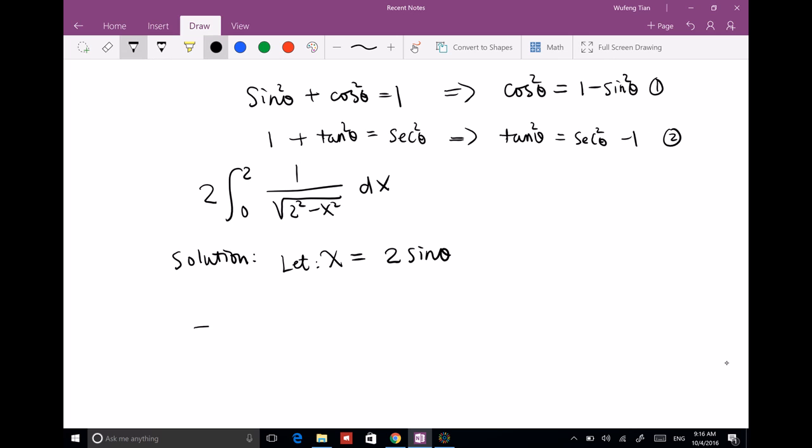Then we can continue. If we do the substitution, we have to substitute x and theta at the same time. So we take the derivative on both sides, dx and d theta. Can anyone tell me what dx over d theta is?